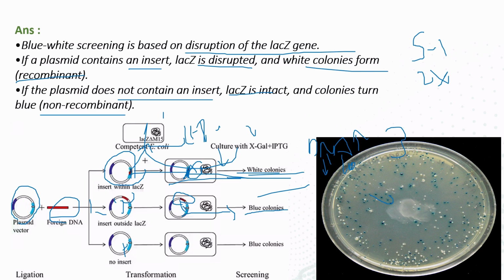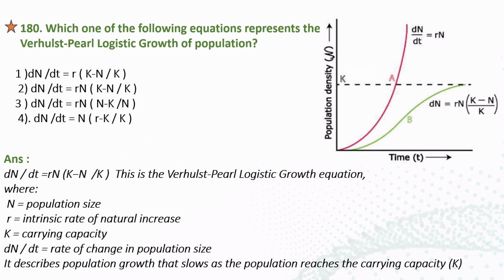So these blue colonies are having the lacZ genes, and these white colonies are having lacZ genes, but their action is suppressed by the DNA inserts into them. Okay, if we move on to the next question, and nothing but the last question from this paper, from the biology session of that paper code 45 from the NEET paper 2025.